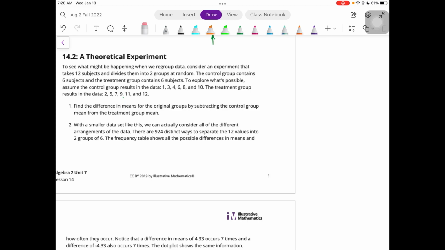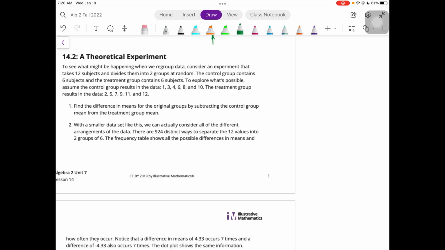To explore what's possible, assume the control group results in the data 1, 3, 4, 6, 8, and 10. The treatment group results in the data 2, 5, 7, 9, 11, and 12. Find the difference in means for the original groups by subtracting the control group mean from the treatment group mean.